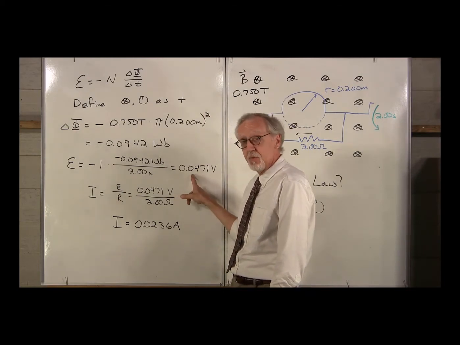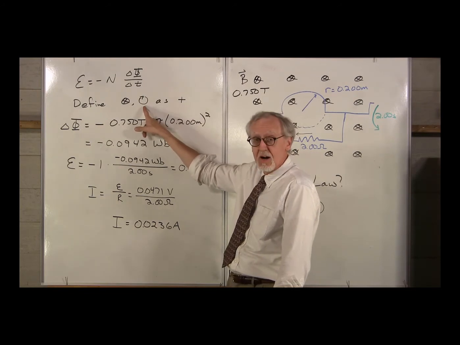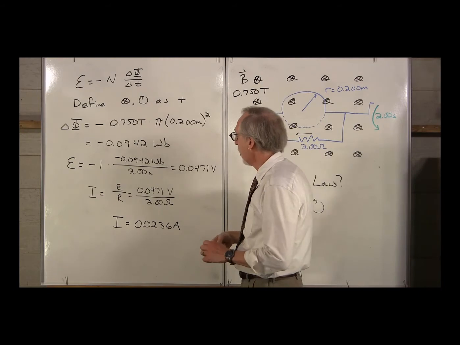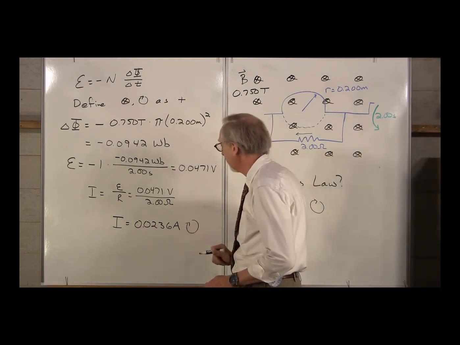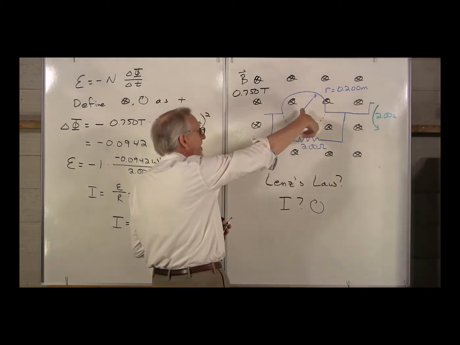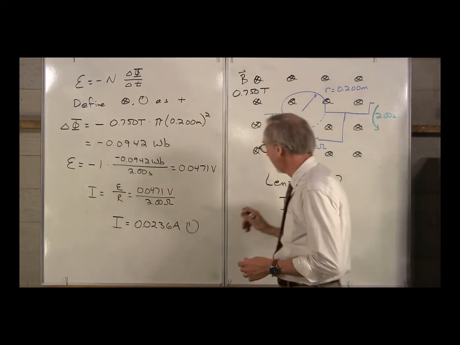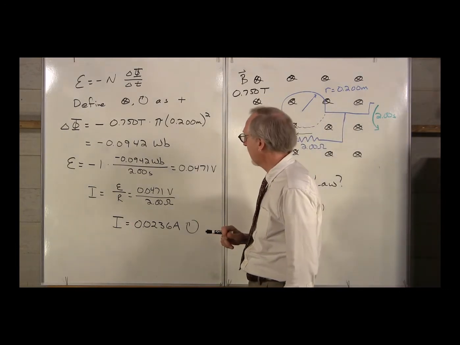Positive EMF, what direction is that? Positive EMF means a clockwise EMF. Clockwise EMF means a clockwise current. So our current, we know, is going to be clockwise. Clockwise, again, a current to the left through the resistor. We get exactly the same direction as we got from Lenz's law. Well, that's good. We would expect that.